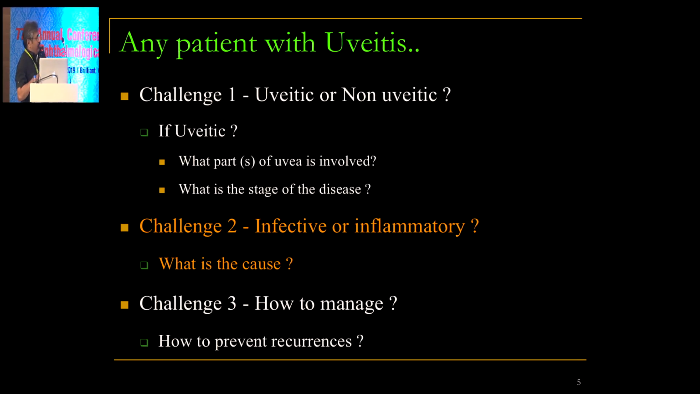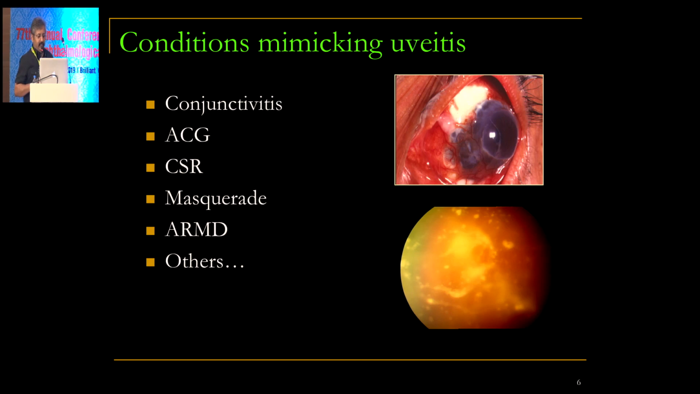Any patient with uveitis, first of all, you see whether it is uveitic or non-uveitic, because there can be a lot of other things which can mimic uveitis. If it is uveitic, which part of the uvea is involved? I mean anterior, intermediate, posterior, and what is the stage of the disease? Once you are very sure that it is uveitic, then you decide whether the cause is infective or non-infective, and how to manage or prevent recurrences. Because there are a lot of conditions mimicking uveitis.